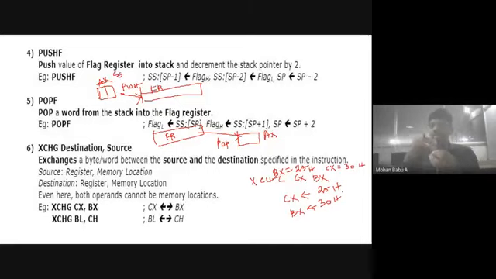The concept of exchange is that it will simply interchange the values. See here, initially BX is 25, CX is 30. If I use exchange, now the value for CX becomes 25. The value of BX is moved to CX. The value assigned to CX is moved to BX. Now CX is 25, BX becomes 30. Concept clear about it? Clear? Yes, sir.